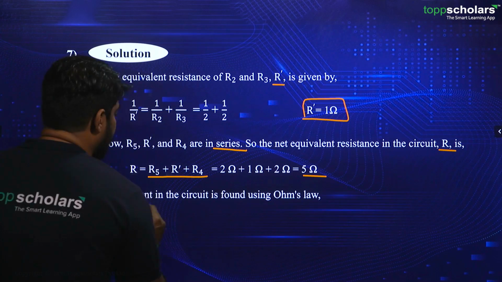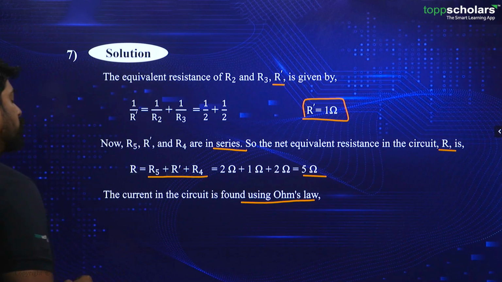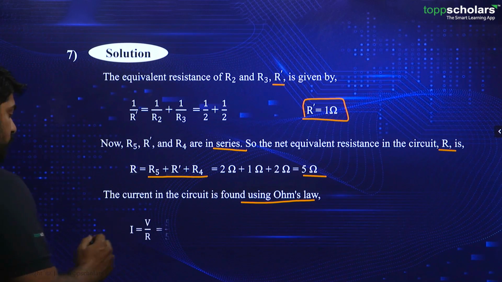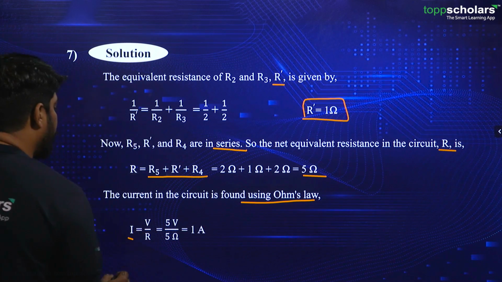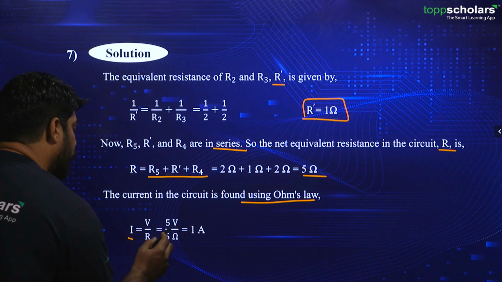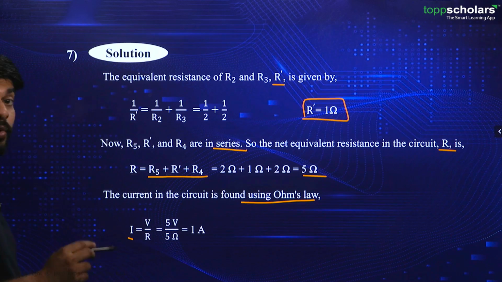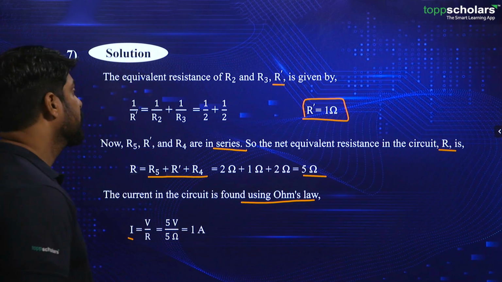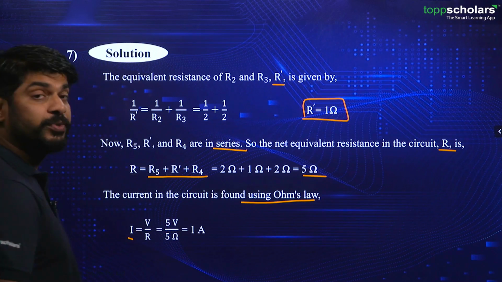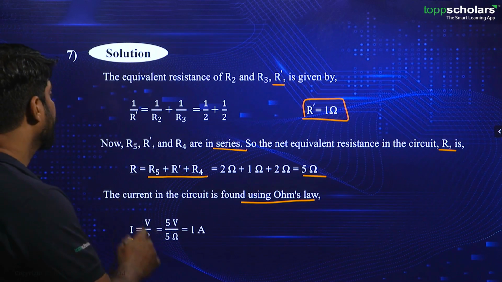So the current in the circuit is found using Ohm's law, I is equal to V upon R, and V is 5 volt, R is 5 ohms. So therefore current is 1 ampere, isn't it? So this is going to be the answer for this particular question.